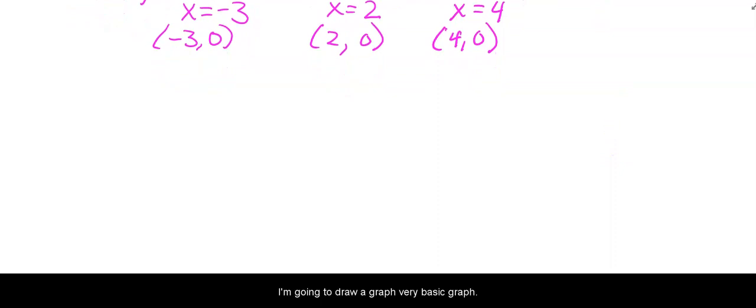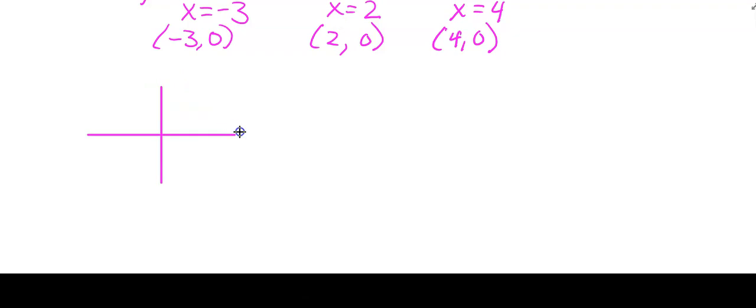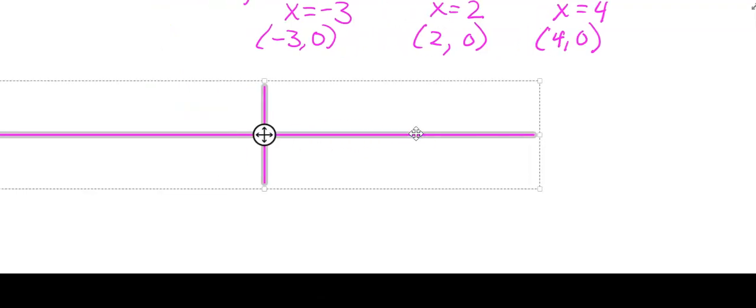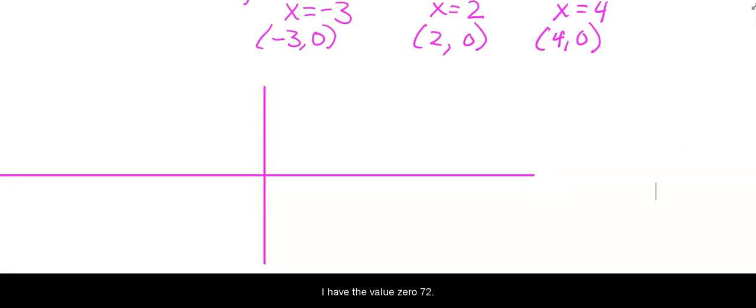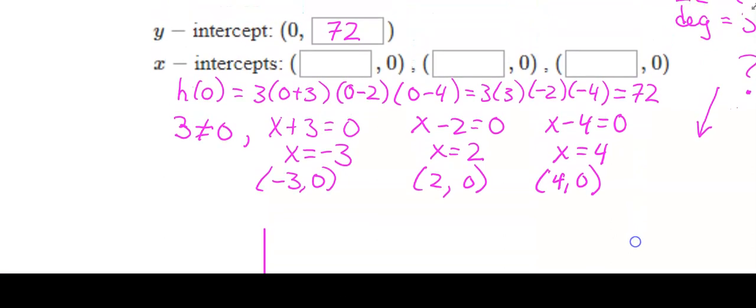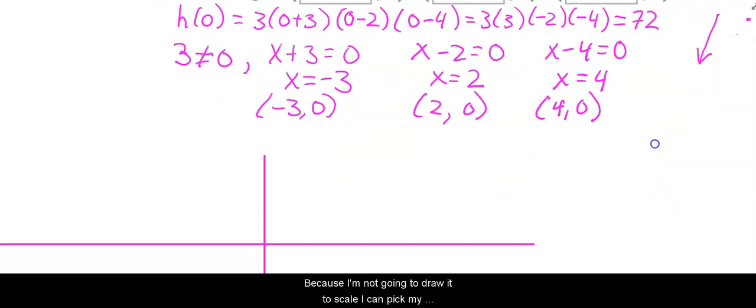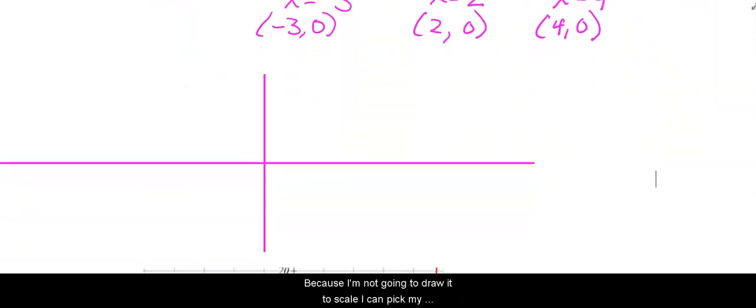I'm going to draw a graph, a very basic graph. Okay, and I want to try to put on this information. Somewhere on this graph, way up at the top, I have the value 72. 72 came from the y-intercept. Because I'm not going to draw it to scale, I can pick my favorite spot and simply call that 72. If you label it, it is so.